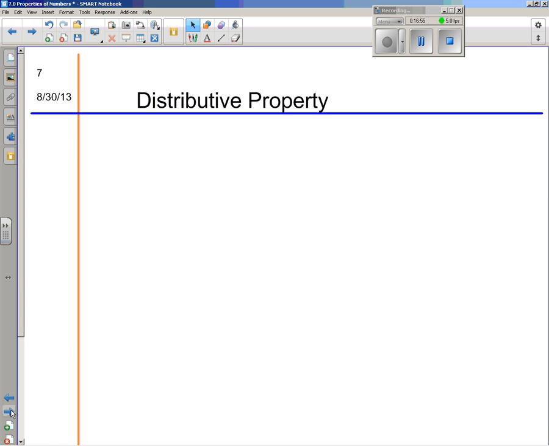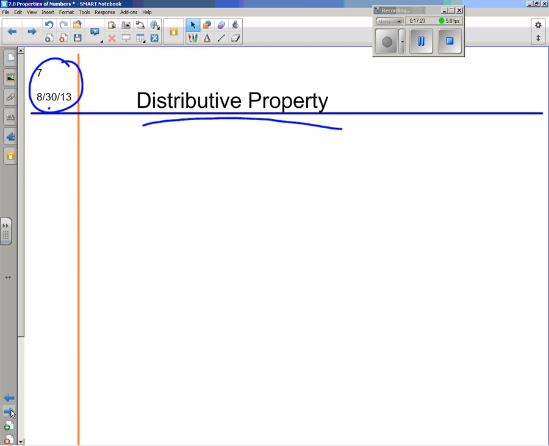Distributive property is the last property we are going to talk about today in this video. Distributive property is the one that is probably messed up more than any other property. It's also probably the most important to you going forward into algebra, geometry, algebra 2, and on and on. On page 7, please put the page number, put the date, and your title is going to be distributive property.